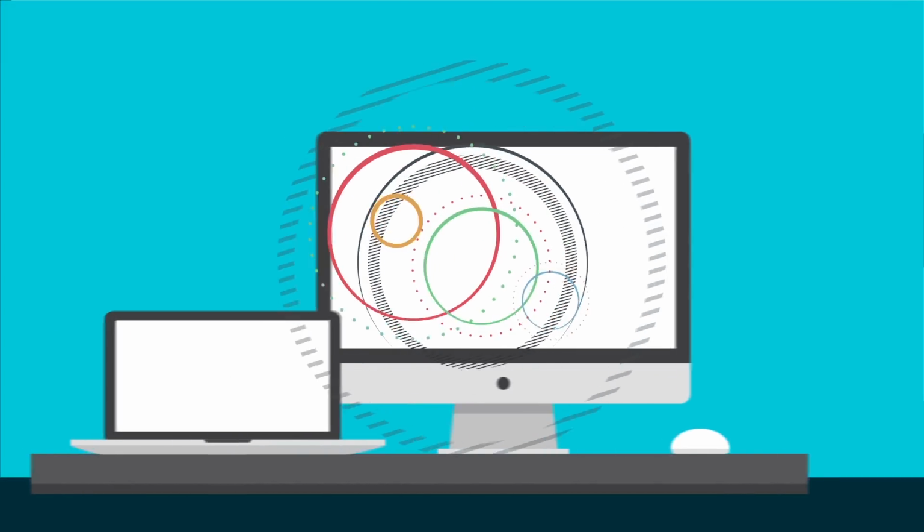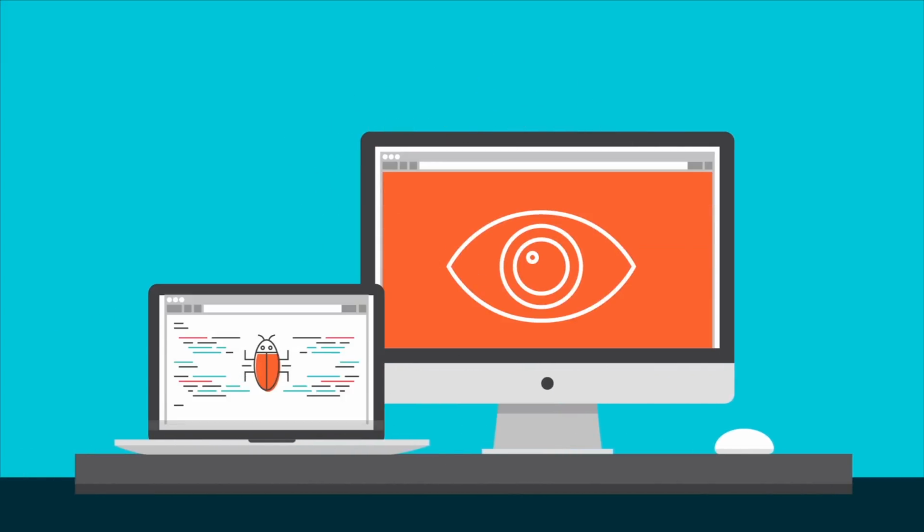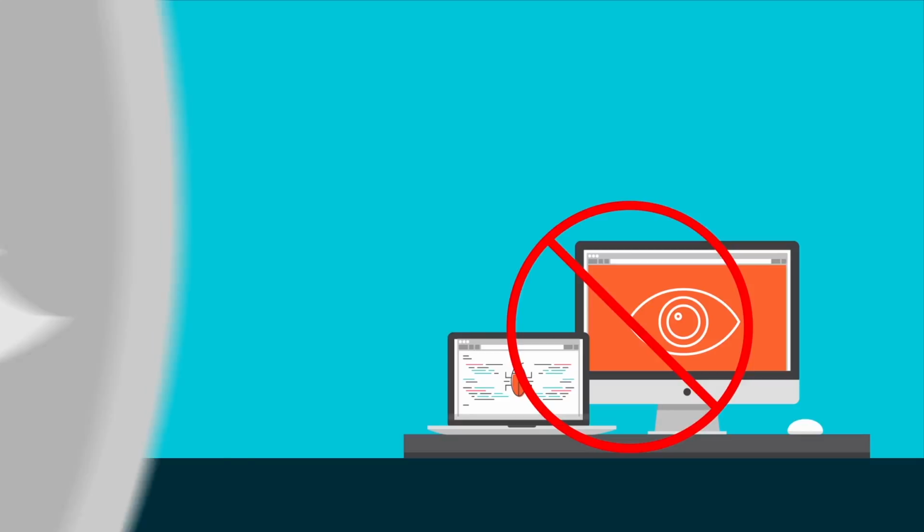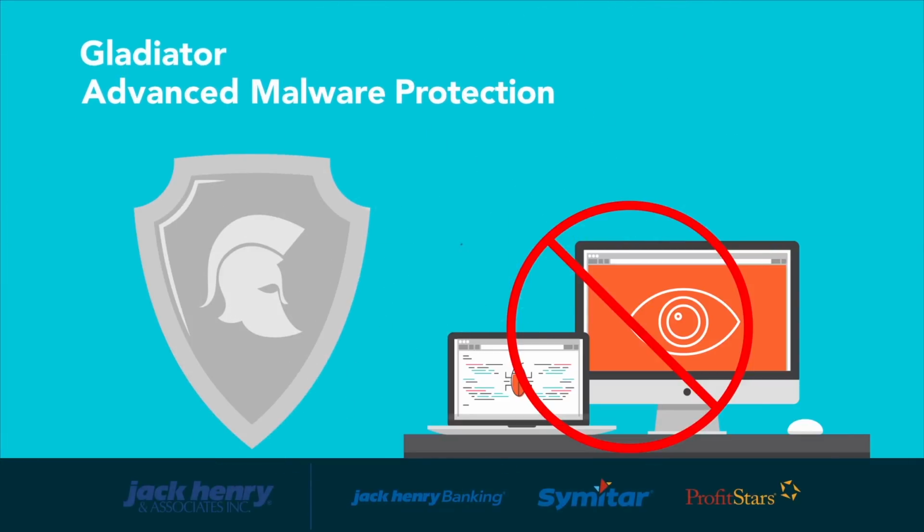Don't settle for traditional antivirus technologies that can leave your networks and account holders vulnerable. Talk to us today about Gladiator Advanced Malware Protection.